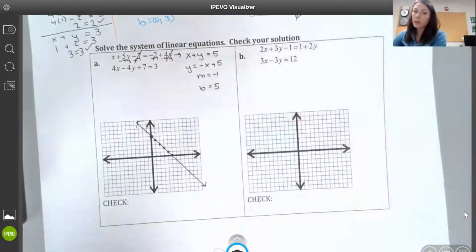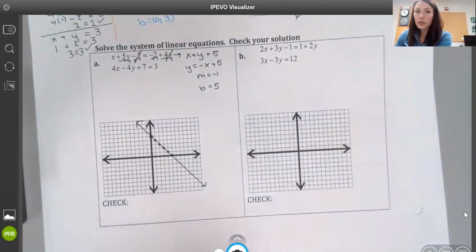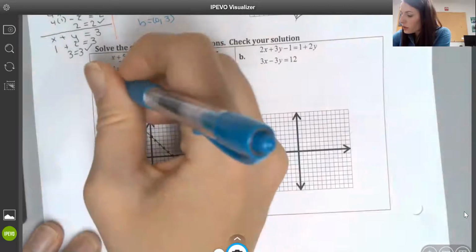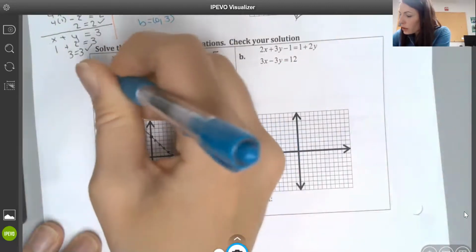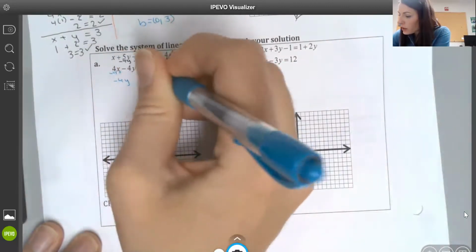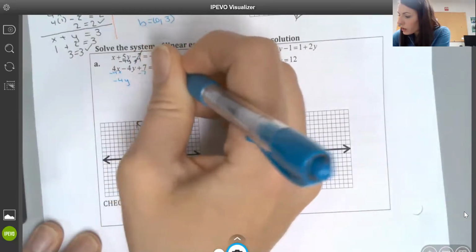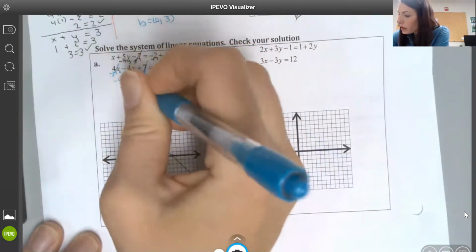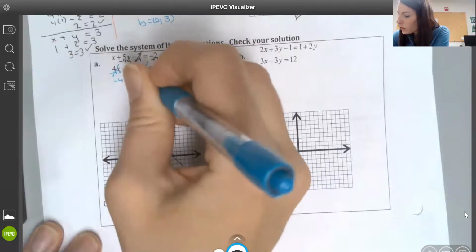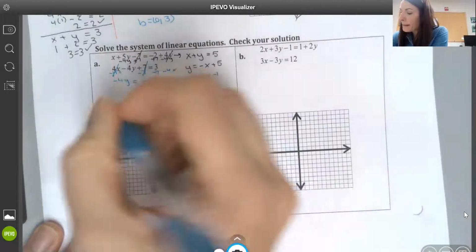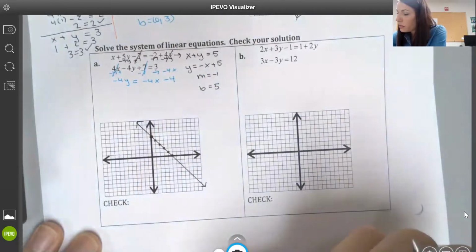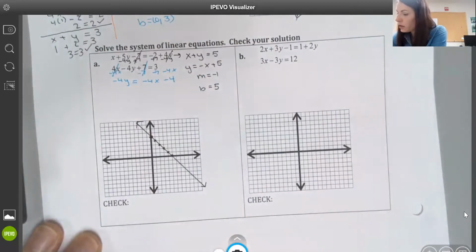Y-intercept of 5, there's line 1. Line 2 here, if I were to rewrite it, I'm going to move the 4x and the 7 all at once. So subtract 7, subtract 4x. It's going to give me negative 4x subtract 4. Divide everything by negative 4.